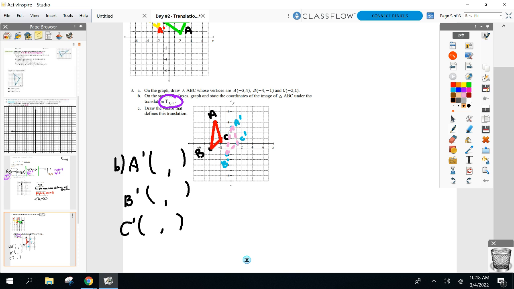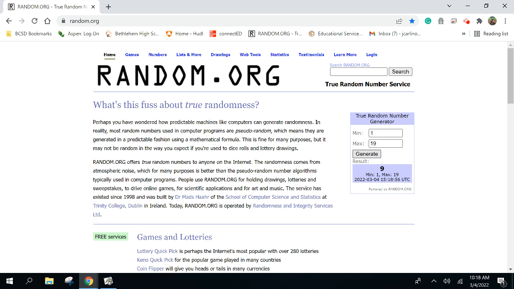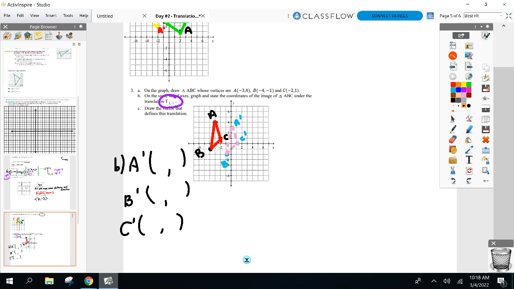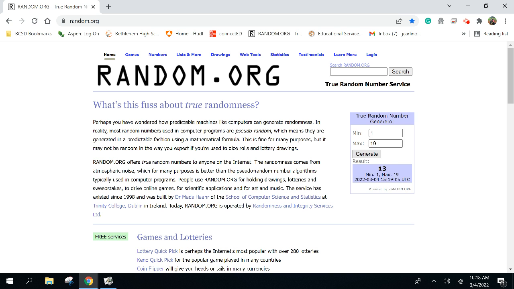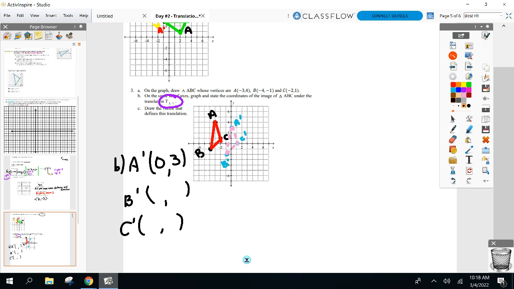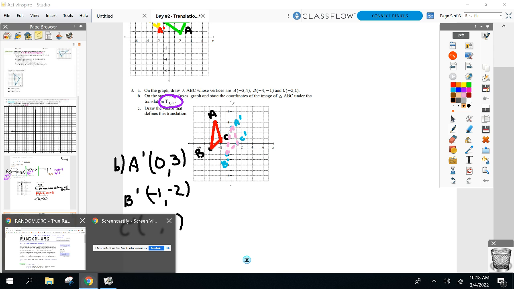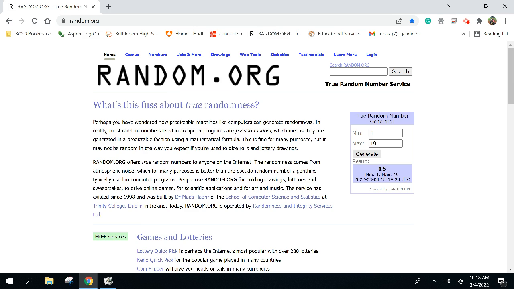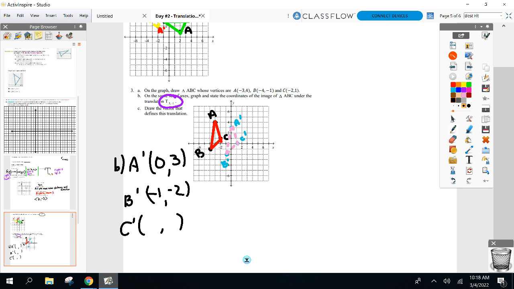All right, what do you got? A prime. 0, 3. Got it. B prime. 1, 0. I mean, 1, come on. Don't get ahead of me, Lucy. B prime is -1, -2. There you go. Good regroup. C prime is 2. Don't screw it up. 1, 0. Everyone's good? All right.